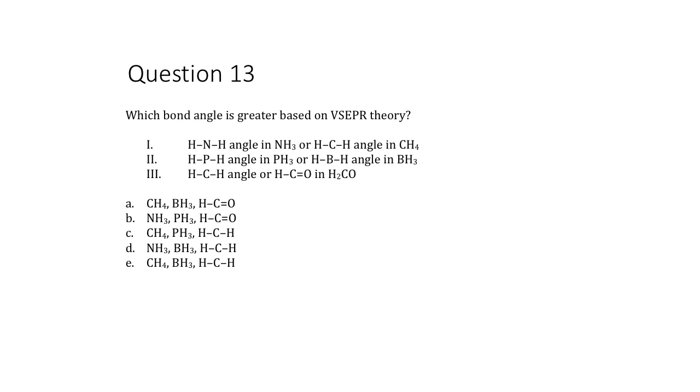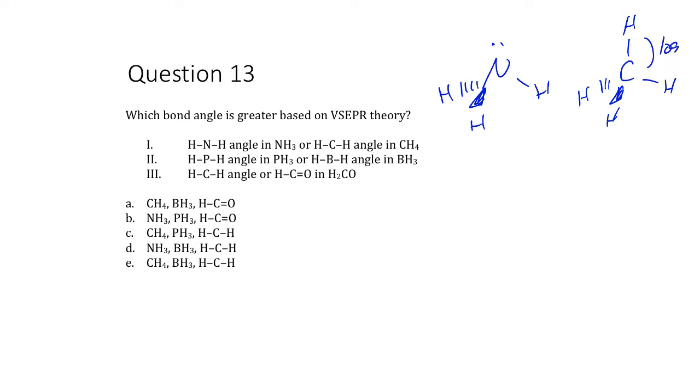For this question here, we're considering which has a greater bond angle. So we're looking at NH3, the HNH bond angle in NH3. So we have nitrogen lone pair, hydrogens. First, the bond angle in CH4. Now in CH4, we got perfect tetrahedral. We got bond angles of exactly 109.5 degrees the whole way around the molecule.